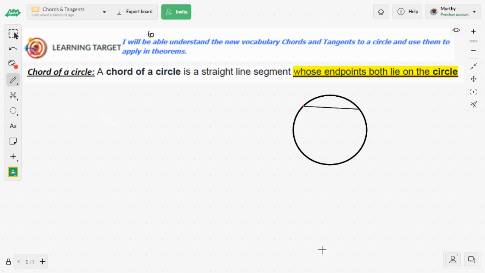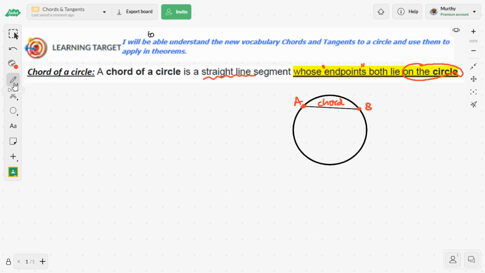A chord of a circle is a straight line. You see that I'm drawing here a straight line segment. Let's say that AB is the line segment whose endpoints both lie on the circle. So here both the endpoints, point A and point B, lie on the circle. Therefore, I call this a chord.